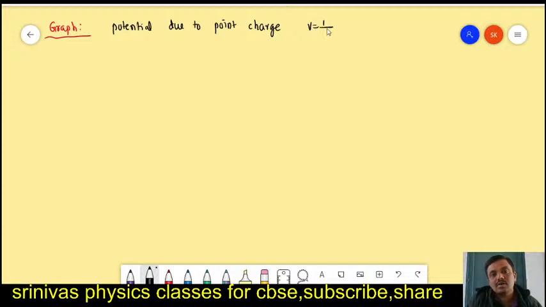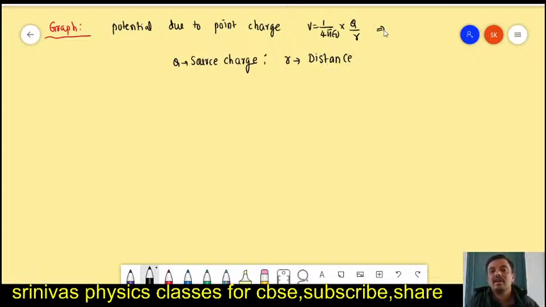V is equal to 1 by 4 pi epsilon naught into Q by R. What is Q here? Source charge. Okay, it does not depend upon the test charge. What is a source charge? The charge which can produce the electric field. That is the source charge. And R is the distance of the point where we are finding the potential.